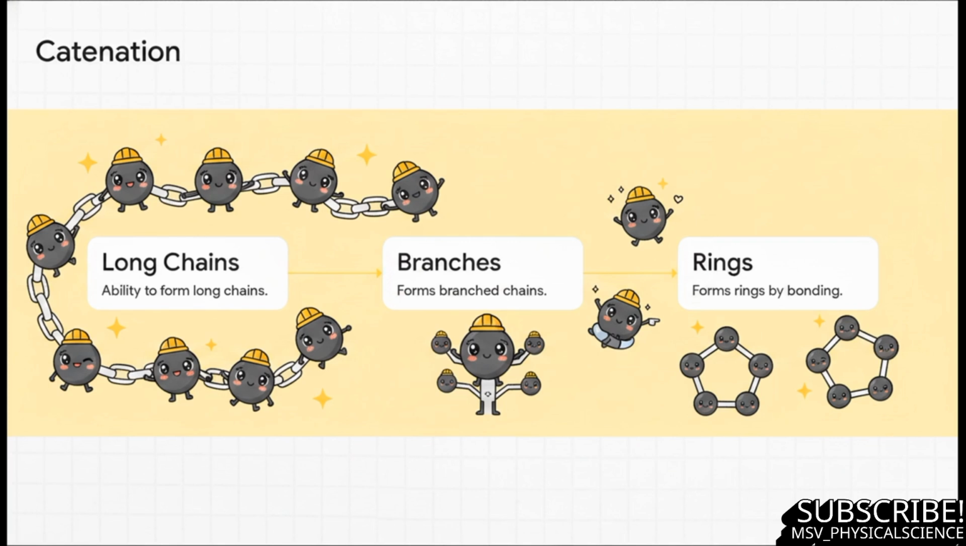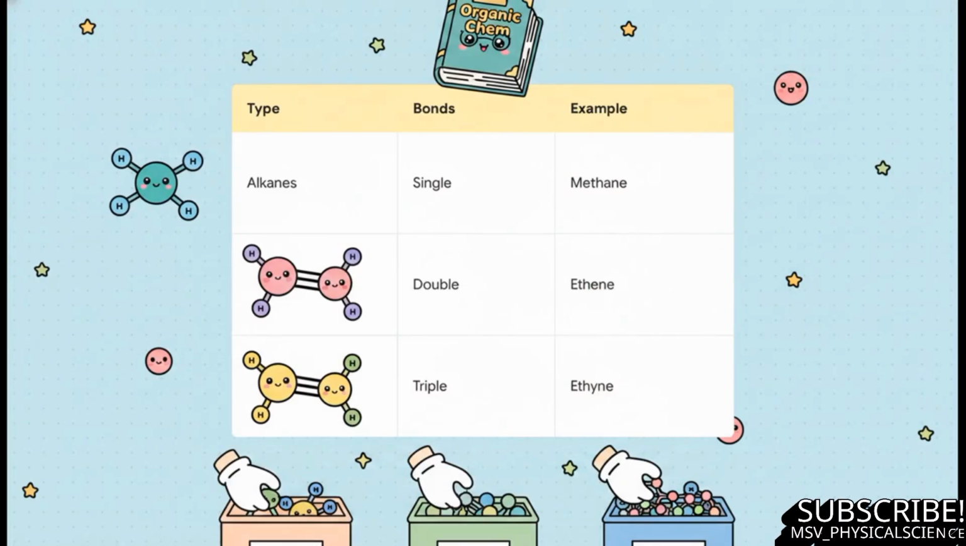Step 2, it can branch those chains out, kind of like the limbs of a tree. And for step 3, it can even loop back around and hold hands with itself to form closed rings. This infinite structural variety is exactly why there are millions of different carbon compounds. The absolute simplest of these compounds are hydrocarbons, which, as the name suggests, contain only carbon and hydrogen.